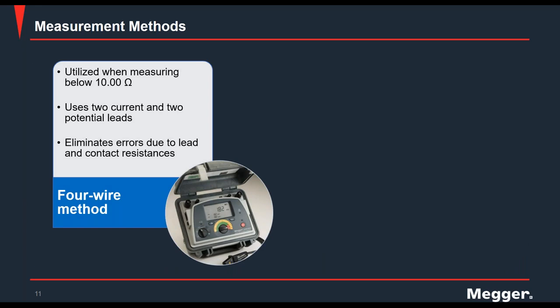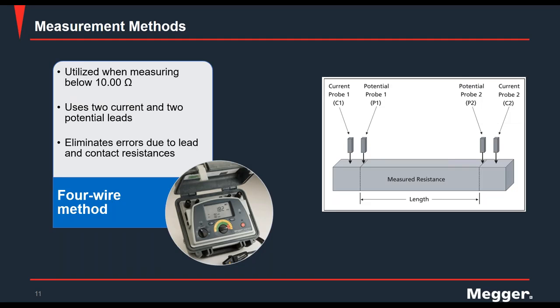Now let's go to one of the main methods for measuring low resistance values. That is the four-wire method. This method is utilized when we are trying to measure a value below 10 ohms. The key aspect of this method is that we use two current and two potential probes. This eliminates any errors due to lead and contact resistance. Let's look at that on the picture to the right of your screen. When you say you have two current probes, you have current probes C1 and C2. Similarly, you have two potential probes P1 and P2.